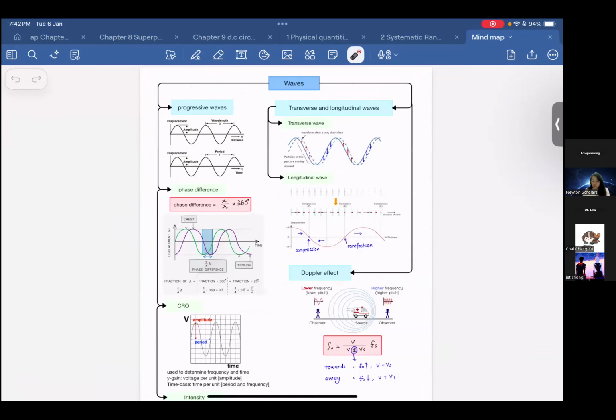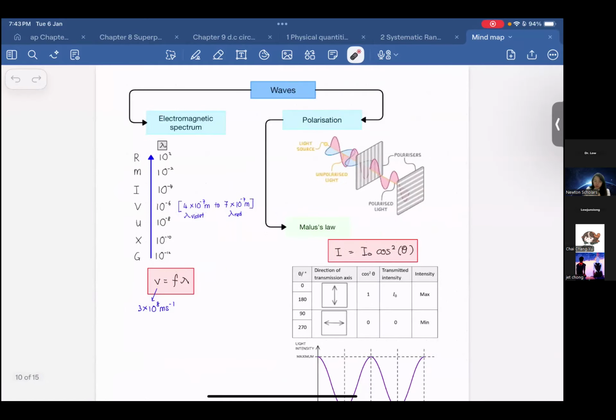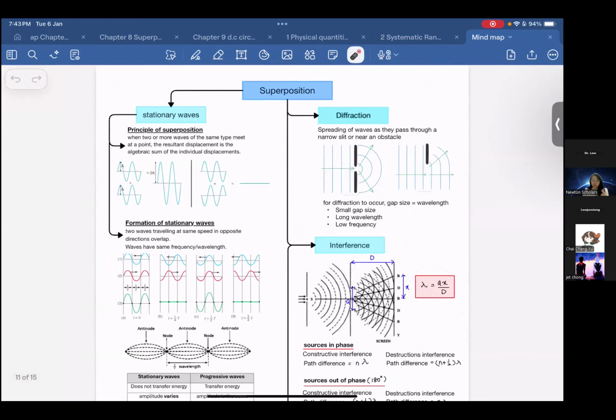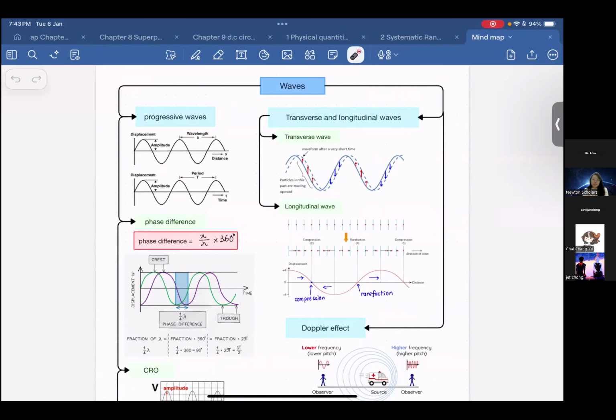Then chapter 7, we will learn about waves. Previously we learned types of wave: transverse wave and longitudinal wave. That's all. But in year 12, we not only learn about transverse and longitudinal waves, but we classify them into progressive wave and stationary wave. Chapter 8, we learn about stationary wave. Chapter 7, here we learn about progressive wave. Progressive waves are waves that travel, moving forward.